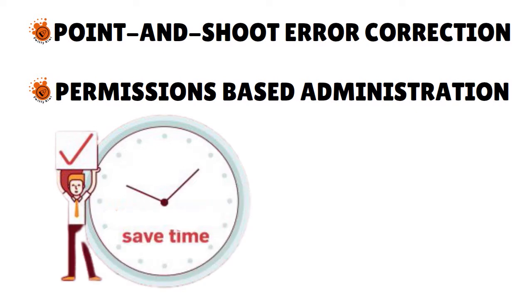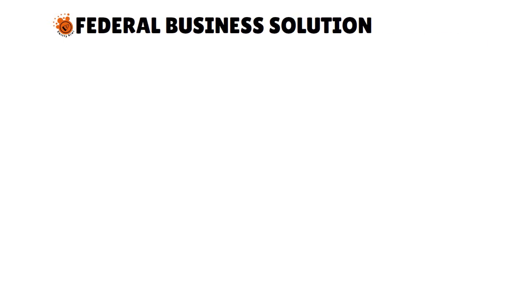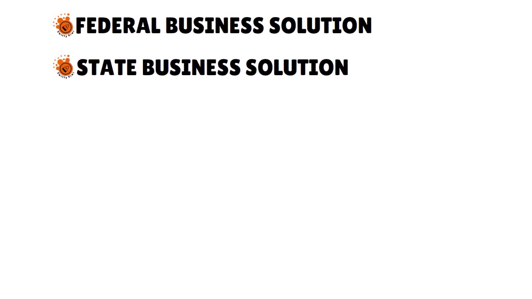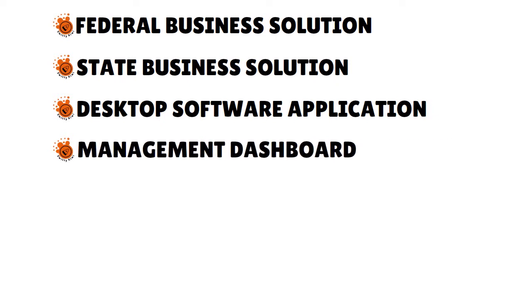And when we talk about time saved, we're talking about efficiency, we're talking about effectiveness, and we are talking about productivity boost, right? And we love the fact that with CrossLink Business, you can streamline the process in terms of federal business solution, state business solution. You have a desktop software application that not only is continually updated, especially during tax season, if there is a last minute law, what we have seen is that CrossLink will automatically push all the updates into all the programs. So it doesn't matter whether this is a desktop or a cloud-based software, your software will be updated. The management dashboard is kind of cool. This is really the epicenter of productivity boost when you have CrossLink Business.